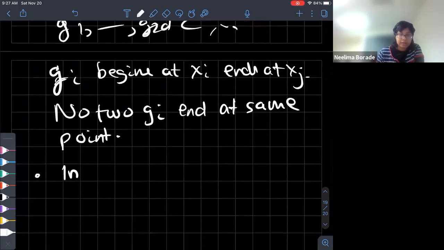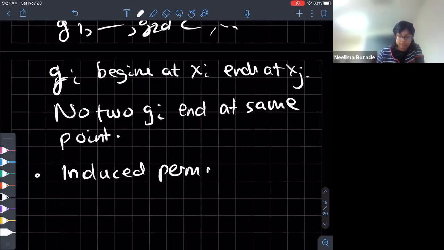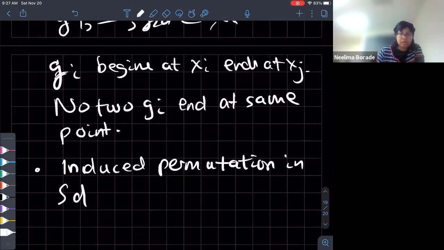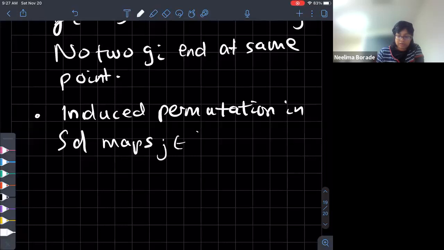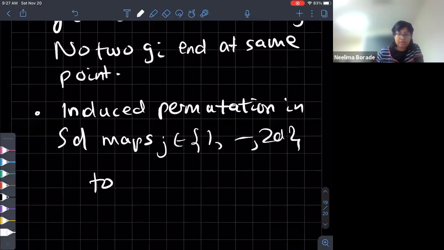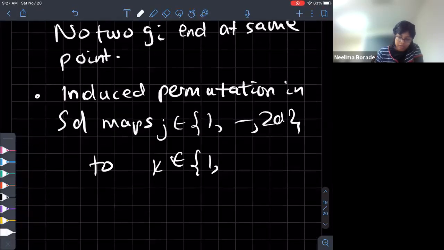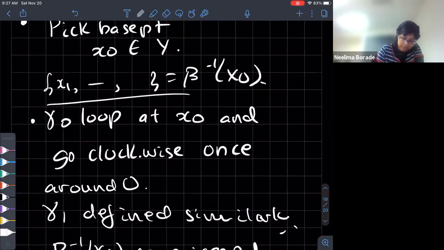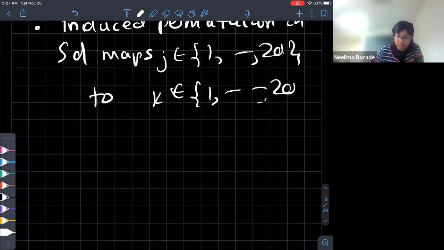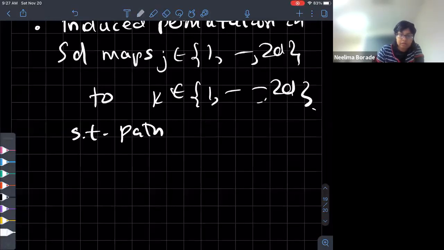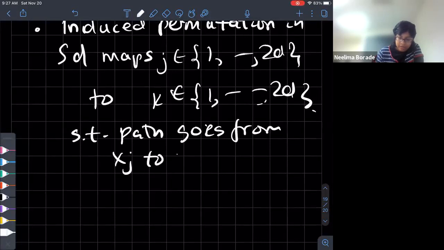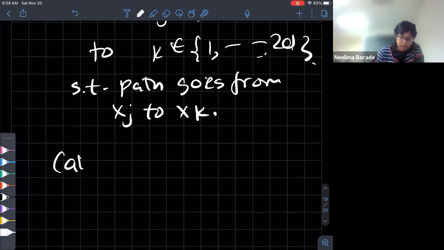And now we are ready to write down the permutation. So the induced permutation inside of S sub 2d, what does it do? It basically maps some index 1 to 2d to some index 1 to 2d. Maybe I should have 2d axis. Okay, this is a notational error. And how is this being produced? This comes from some paths going from xj to xk. So there's a very natural permutation. And then we call this element of S2d sigma naught.